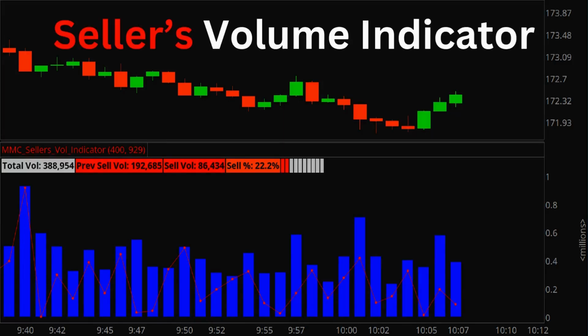By isolating seller volume and comparing it to previous activity, the seller's volume indicator gives traders a sharper edge in identifying shifts in downward momentum. Whether confirming strong selling pressure or revealing weakness in the move, it adds a level of clarity that raw volume alone often misses.